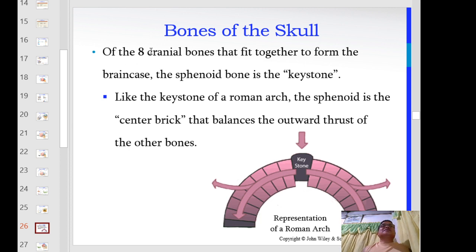Bones of the skull: the 8 cranial bones fit together to form the brain case. So your cranial bones are fitted together. It's like the keystone in the middle of a Roman arch. If you remove one, it will come apart, but you're going to pull that out and it does not collapse right away. It is a design so that when pressure is applied, it distributes it, and the contents are not crushed because of the structure.